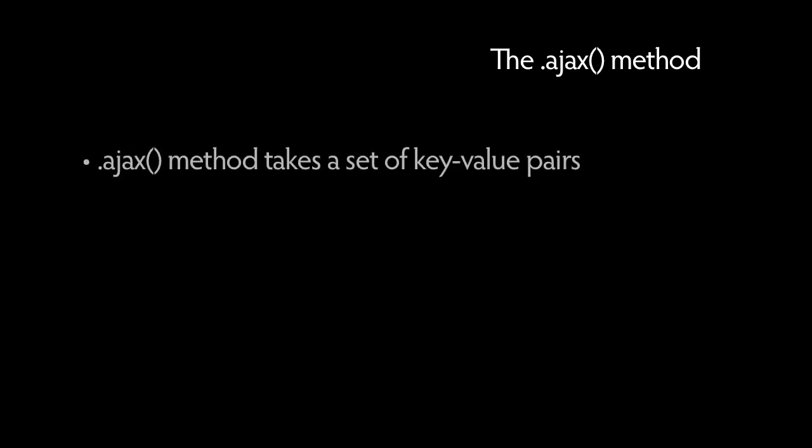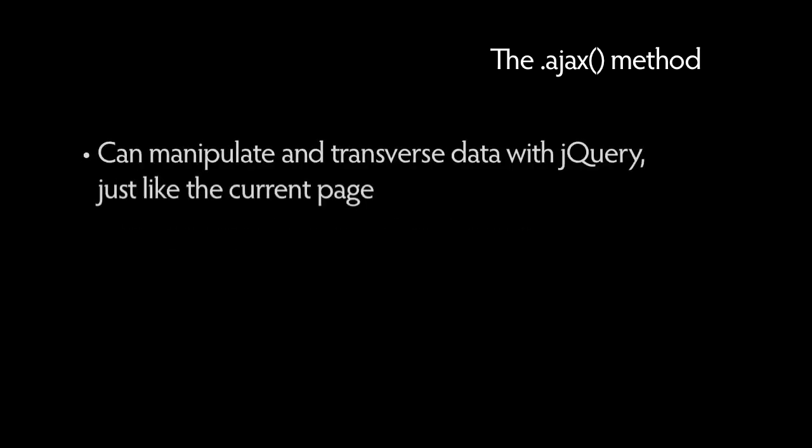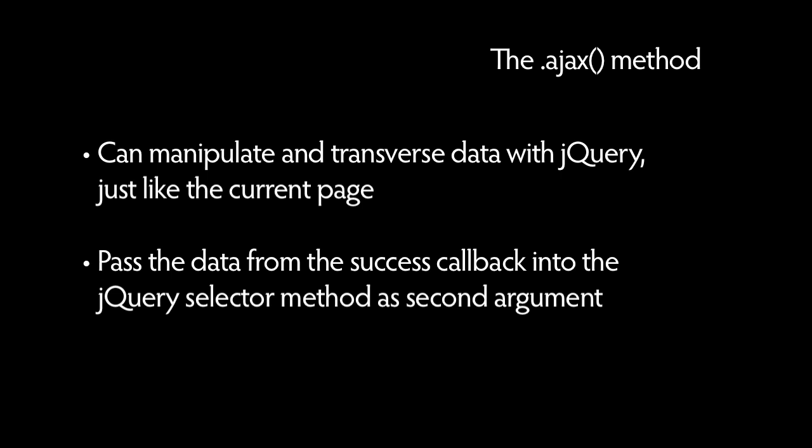jQuery offers a powerful AJAX method that can be used in any situation to load dynamic data into your web page. The AJAX method takes a set of key value pairs of attributes. The two keys you'll set values for are probably going to be URL and success. Once the data is loaded, we can then manipulate and traverse the data with jQuery in the same way as the current page in the current window. All you do is pass the data from the success callback into the jQuery selector method as a second argument.